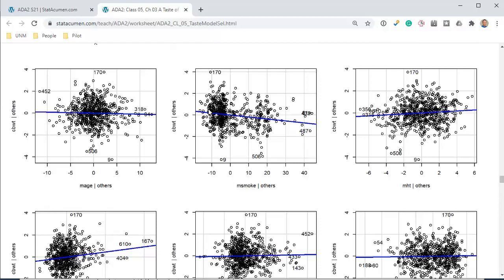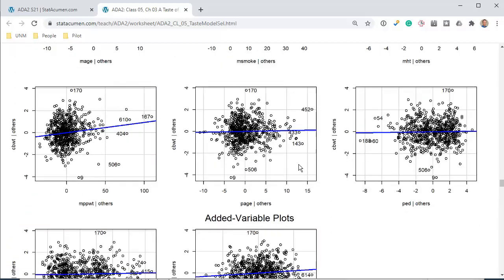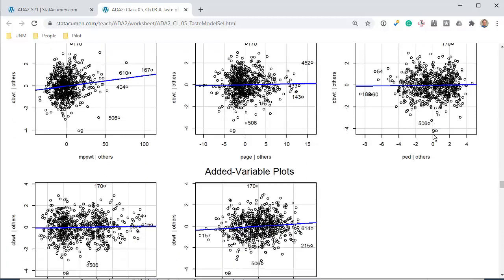Added variable plots, we're seeing observation 170 has a large residual. We're seeing no relationship with age, a slight negative relationship with mother smoking. Okay. Here's observation 506. That's the one that has high influence. It looks like it's counteracting, right? This is a positive slope line, but 506 would be pulling this line down. So it would be reducing the significance of pre-pregnancy weight. Here it's in the middle of the data, really no effect other than maybe bringing the whole line down a little bit. Same thing here. It's a big residual, but not really influential.